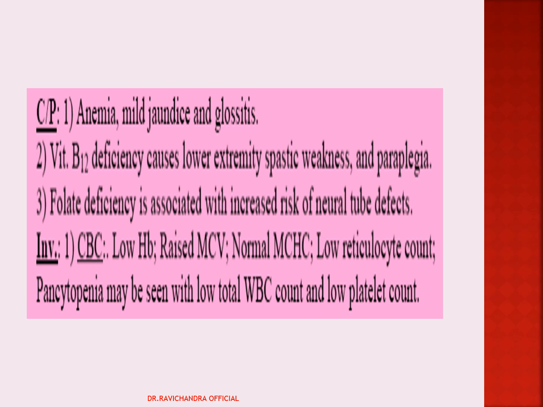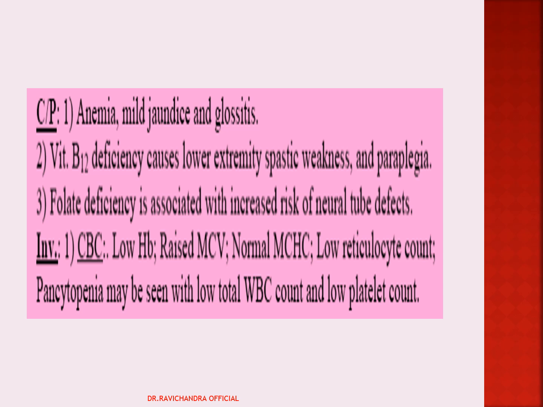impaired DNA formation. DNA is formed from dTMP. dTMP is formed because of the conversion of dUMP to dTMP, where folate is required. For succinyl-CoA to form from methylmalonyl-CoA, B12 is required. For methionine to form from homocysteine, B12 is required and folate is required. So there is a problem in the nucleus, or DNA synthesis.